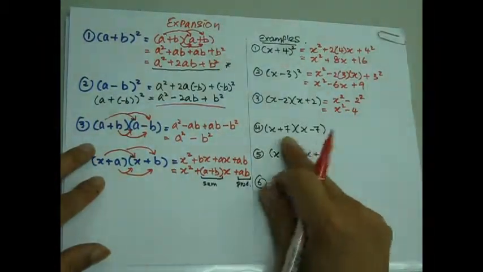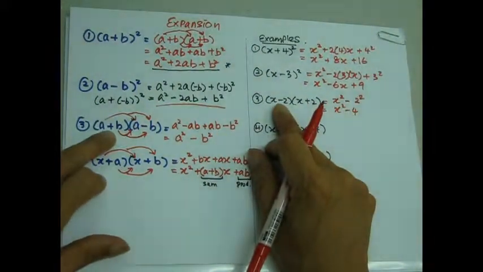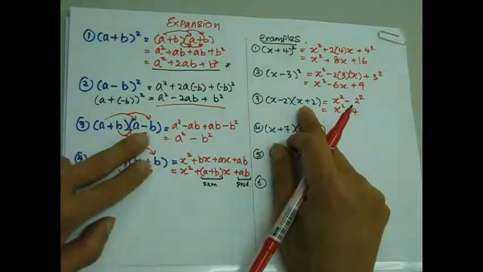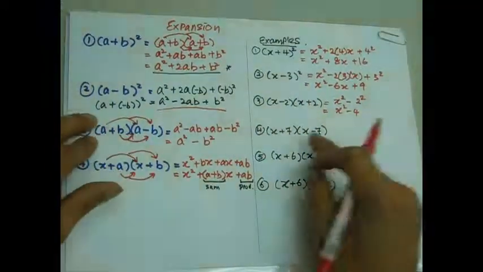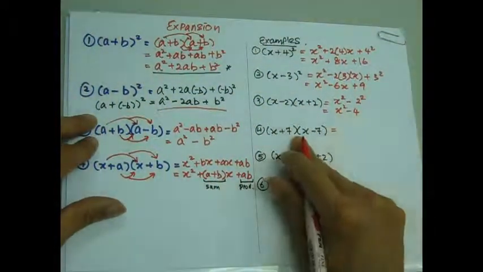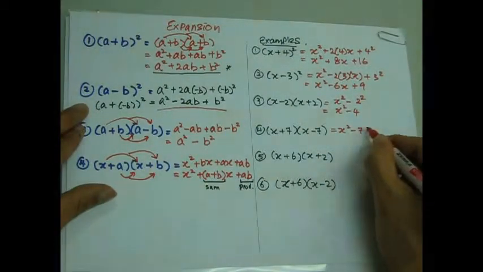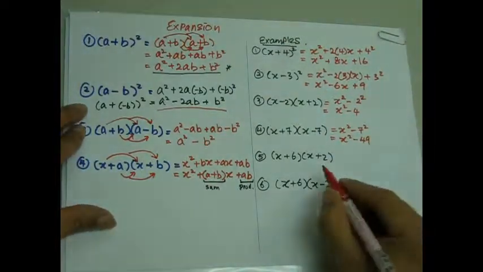Oh by the way, this is also form number 3. The difference here is that the plus sign is first here, and the negative sign is first there. But you can change the order just like this. So number 4 is exactly the same thing. It will be x squared minus 7 squared. So it's x squared minus 49.